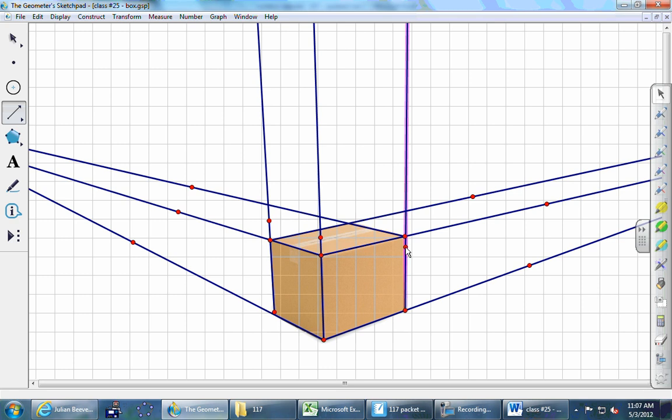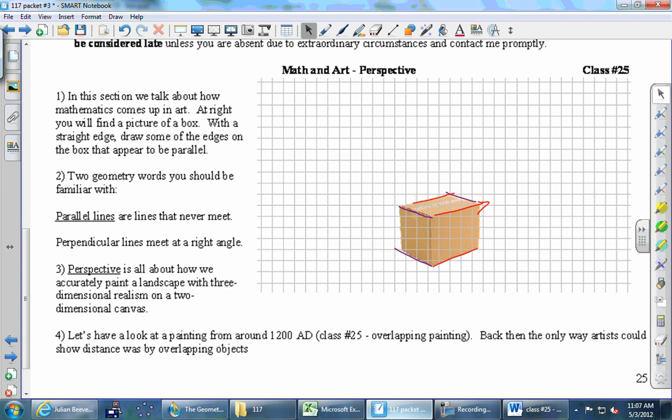So I'm not saying that all parallel lines come towards each other, but the ones that seem to be receding off into the distance, those are the ones that actually look like they collapse to a point. So we'll talk about that today. First, a couple of words.